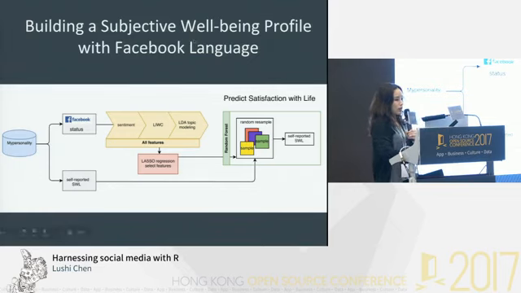So what I did is I used data collected by myPersonality. myPersonality is a database. They collected a lot of self-reported data from the participants, and these participants granted permission to access their Facebook status, profile, likes, etc. So I used these variables on Facebook to predict their self-reported values.